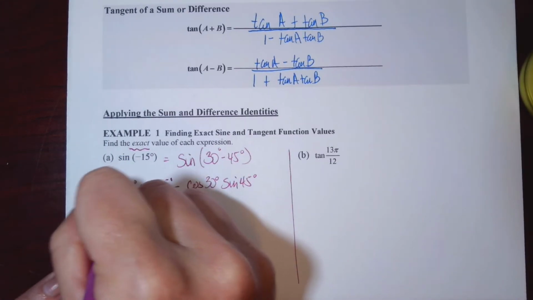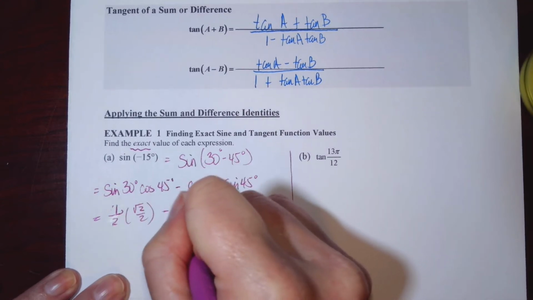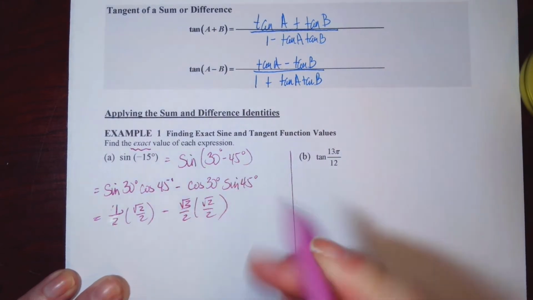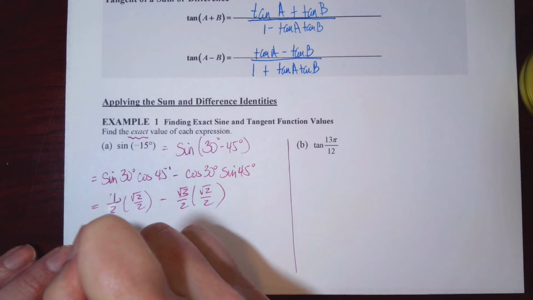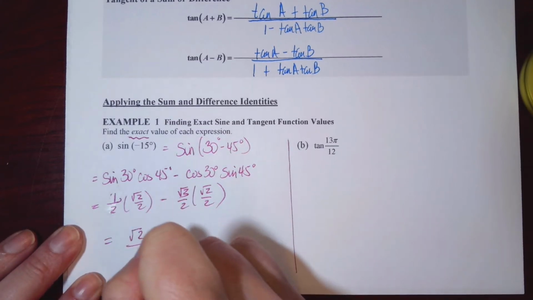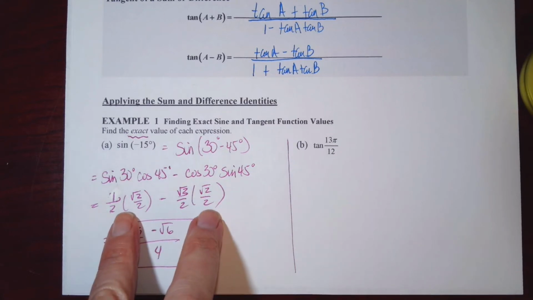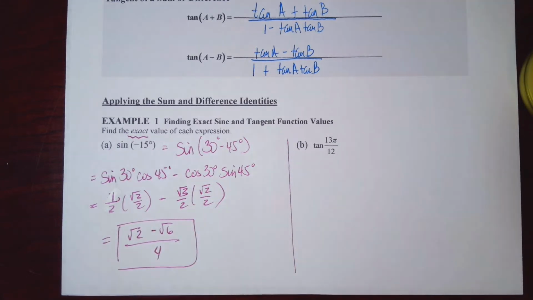How about 1/2 times square root 2 over 2 minus square root 3 over 2 times square root 2 over 2. These values are still going to look very similar because I'm just using the same 3 basic coordinates: 1/2, square root 3 over 2, and square root 2 over 2. Notice I've got the same denominator in both of those terms, so I can write it as a single term, as a single rational expression.